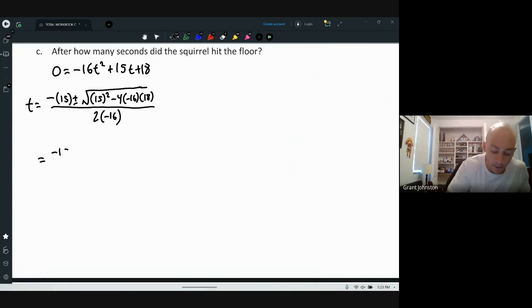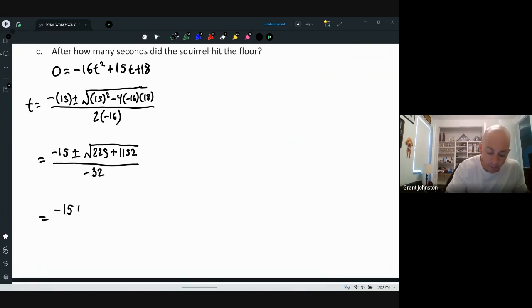So that'd be negative 15 plus or minus, okay, 15 squared is 225. Negative 4 times negative 16, that's 64, right? And then times 18, geez, this number's going to be big. Okay, positive 1152. 2 times negative 16 is negative 32.